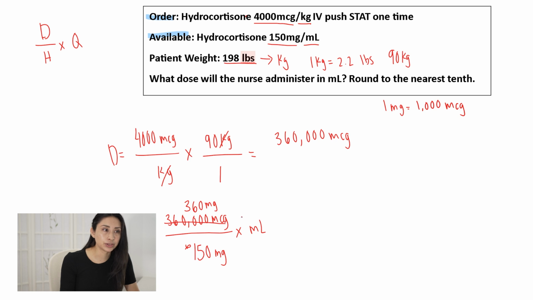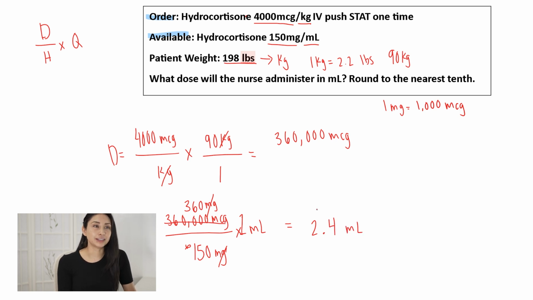And remember, when you have just milliliters mentioned, that's the same as saying 1 milliliter. So we have 360 milligrams divided by 150 milligrams times 1 milliliter. So let's go ahead and solve this. 360 divided by 150 gives me 2.4 times 1 milliliter, so times 1, same answer, right? 2.4. And don't forget, we canceled out those milligrams, so we are left with milliliters only. So my answer is 2.4 milliliters.